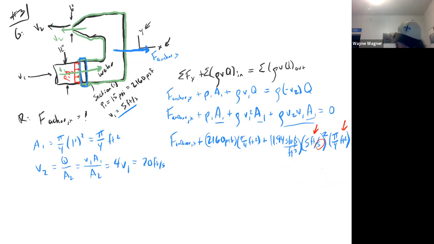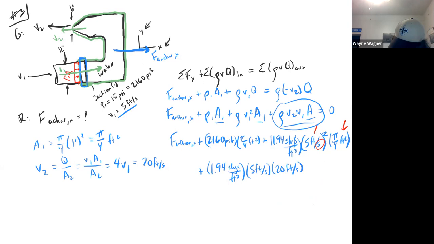And then we got to do this term, which will work out units wise because it's the same thing as what we had right there. So I'm going to say plus rho, 101.94 slugs per cubic foot, V2 times V1, so that's 5 feet per second times 20 feet per second. And then area pi on 4 feet squared equals 0.